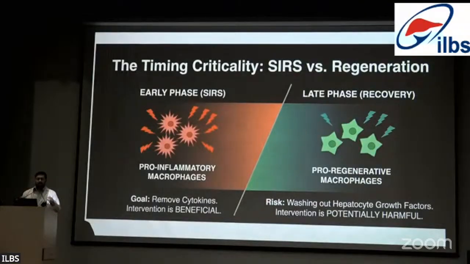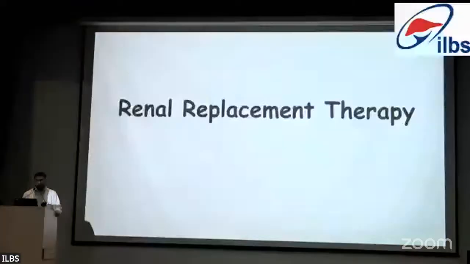And the timing is also very important, because in the early phase of acute liver failure there will be SIRS, but in the later phase, recovery and pro-regenerative macrophages will be there. So the timing of plasma exchange is also very important.